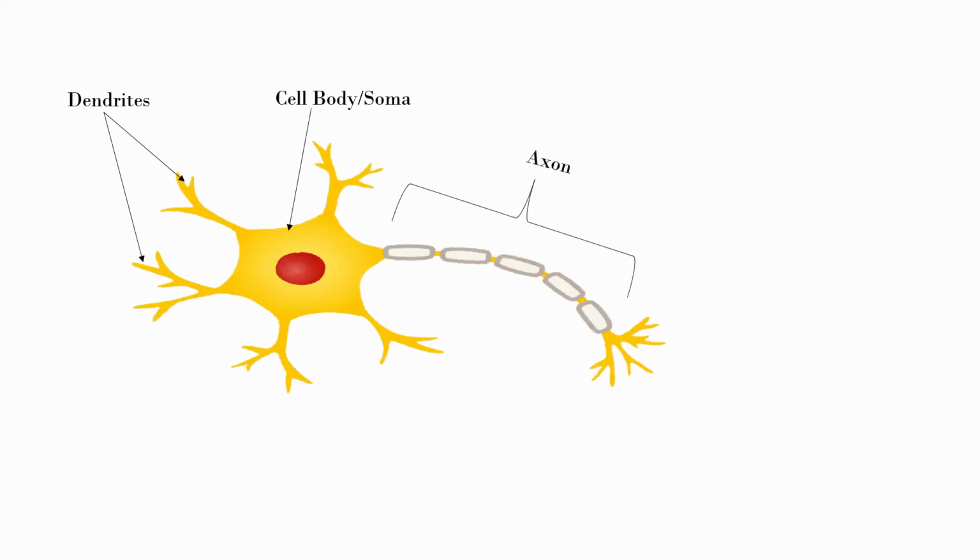This long slender projection is known as the axon. Axon is also known as the nerve fiber. It carries signals away from the cell body to other neurons, muscles or glands. Axons are coated with a protective layer called the myelin sheath that insulates the axon just like insulation on a wire. The gaps between the myelin sheath are known as the nodes of Ranvier. Because of this myelin sheath, the signal jumps from one node of Ranvier to the other, speeding up the signal transmission process in a neuron.